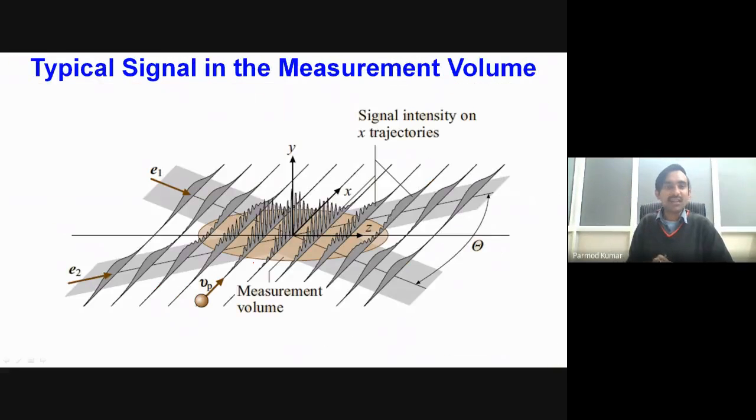Okay, then this is one representation I have shown over here. This is the typical signal which we can observe in the measurement volume. You can see at different locations, particularly near the interference zone, we will be having significant amplitude of the output signal, and as we move away from the zone, we have a decrease in amplitude of the signal. That is a typical representation of the signal we will obtain because of the interaction of the two incident light waves.